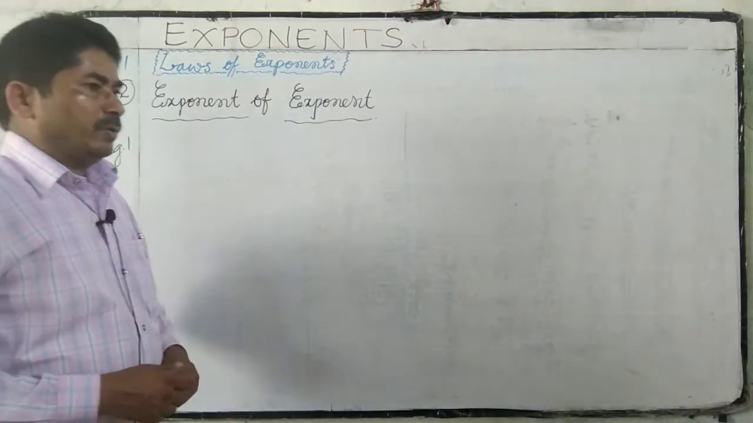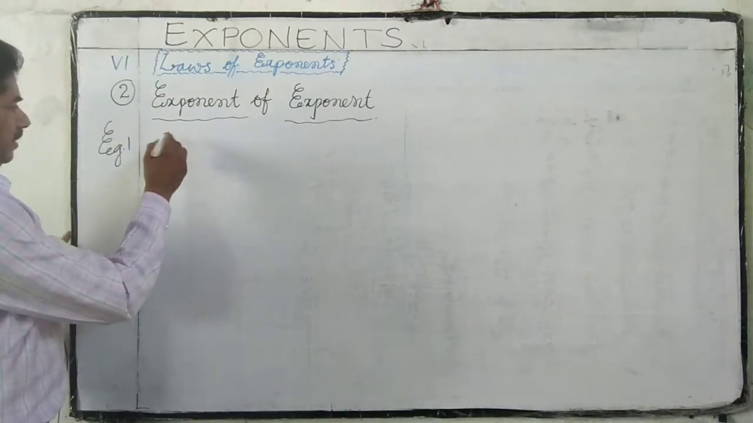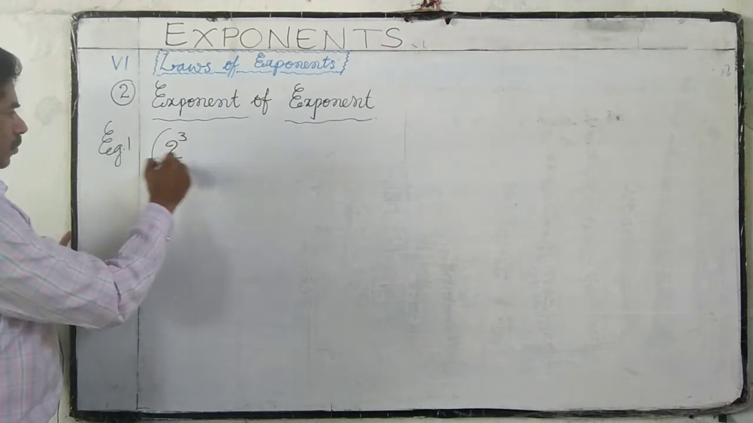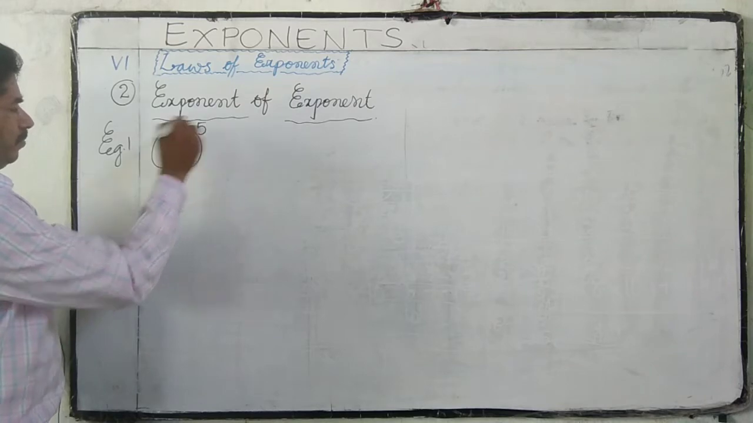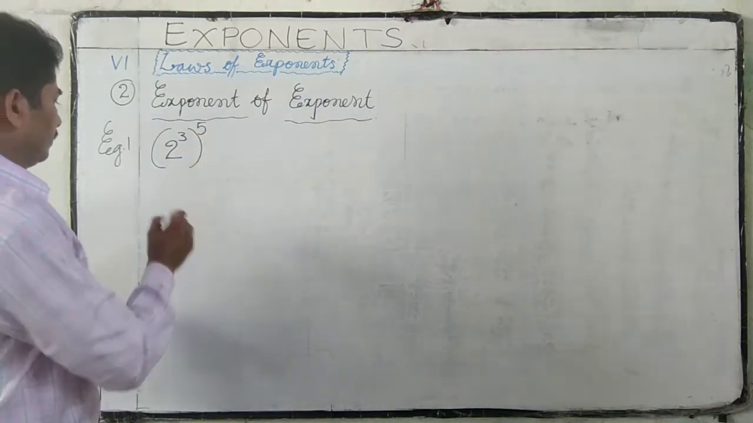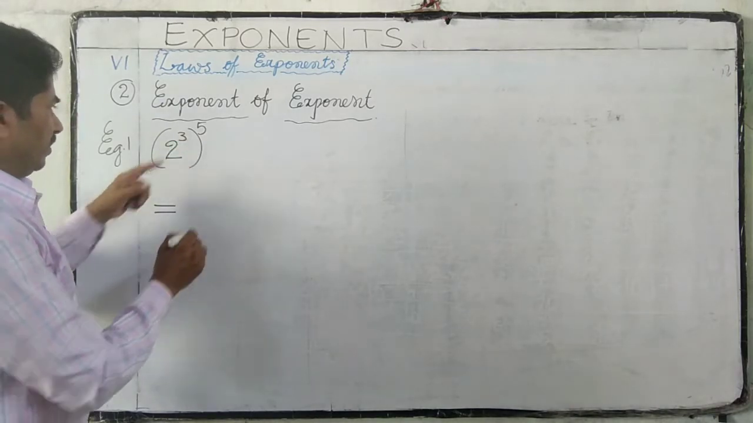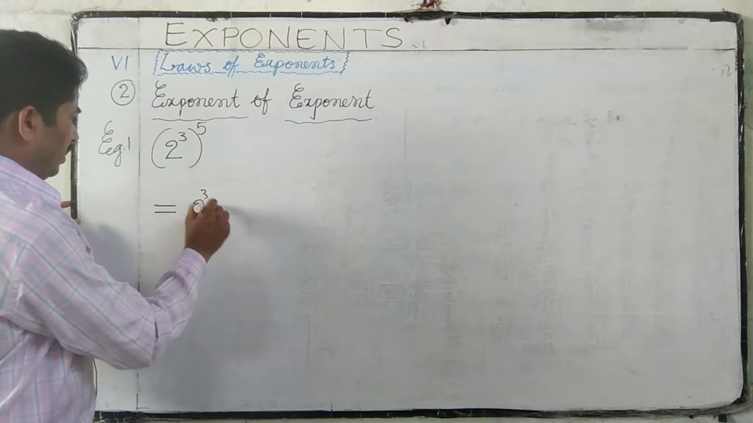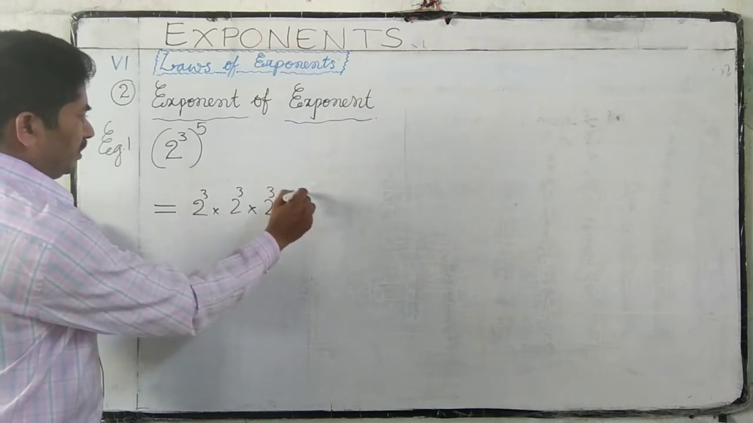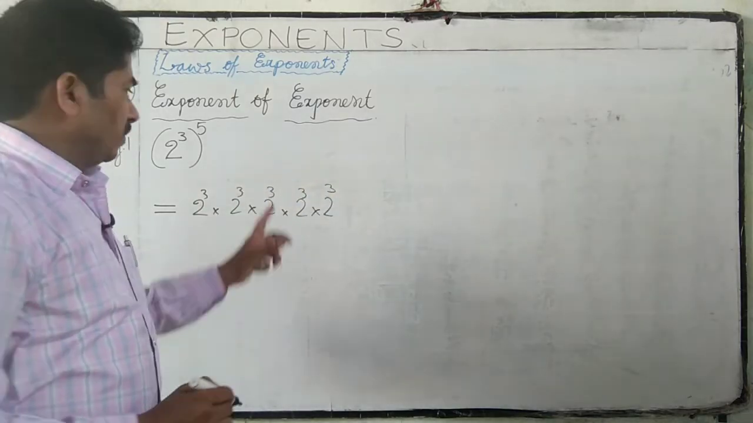Exponent of exponent. To understand this, let us take an example. 2 to the power of 3 whole to the power of 5. Exponent of exponent. We have to write 2 to the power of 3 five times: 2 to the power of 3 into 2 to the power of 3 into 2 to the power of 3 into 2 to the power of 3 into 2 to the power of 3. So I have written it 5 times.